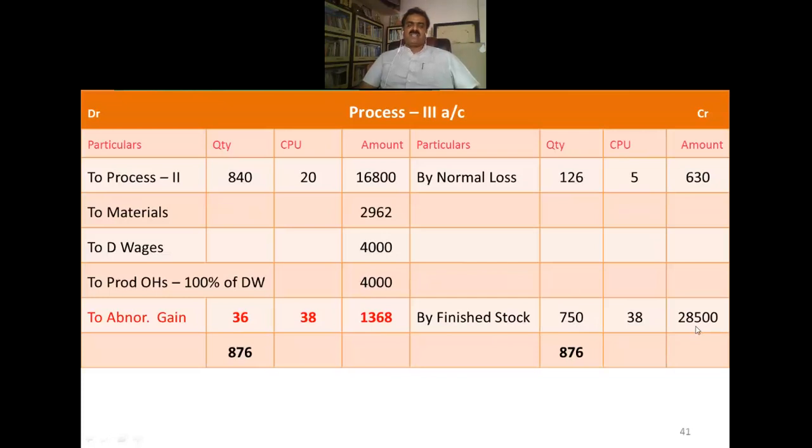Then find the total where debit is equivalent to credit, that is 29,130. So debit side total is 29,130, credit side total also 29,130. Then your answer is correct. This is how we need to prepare this process costing.